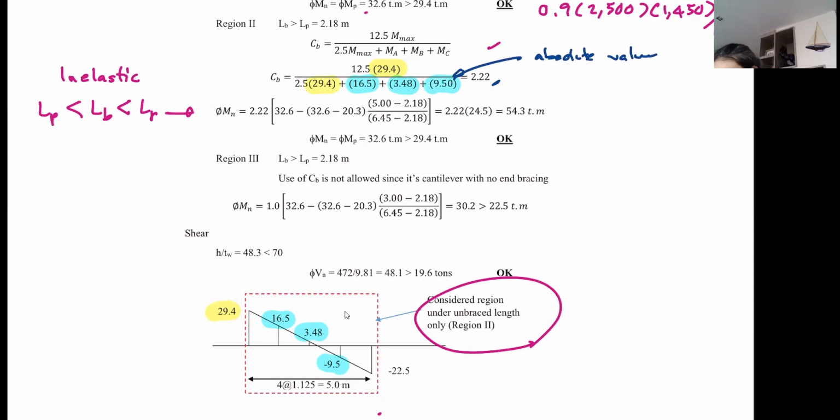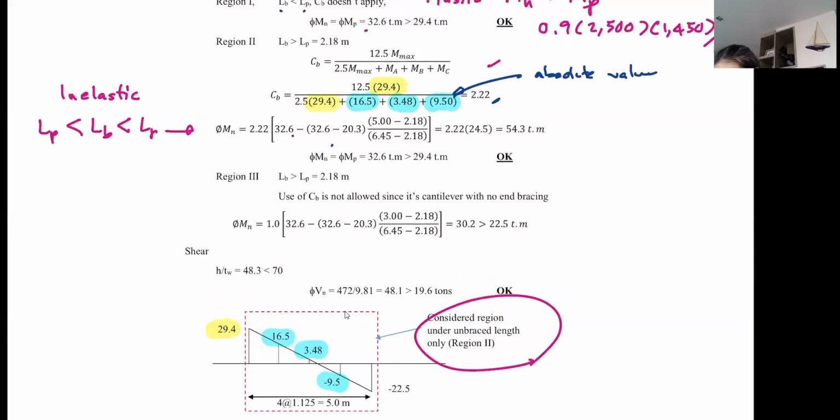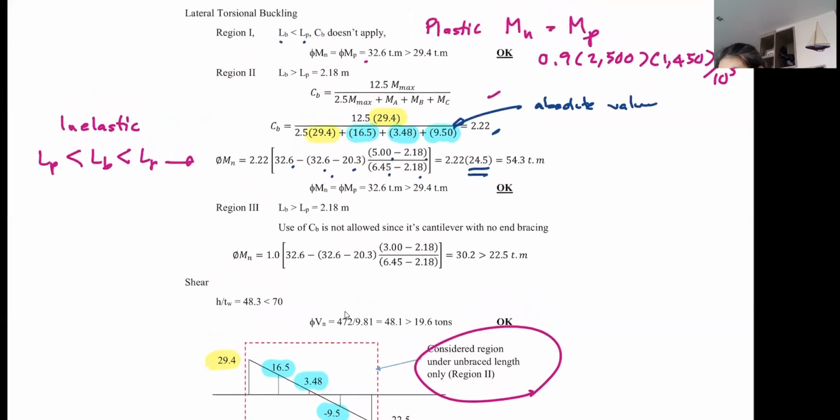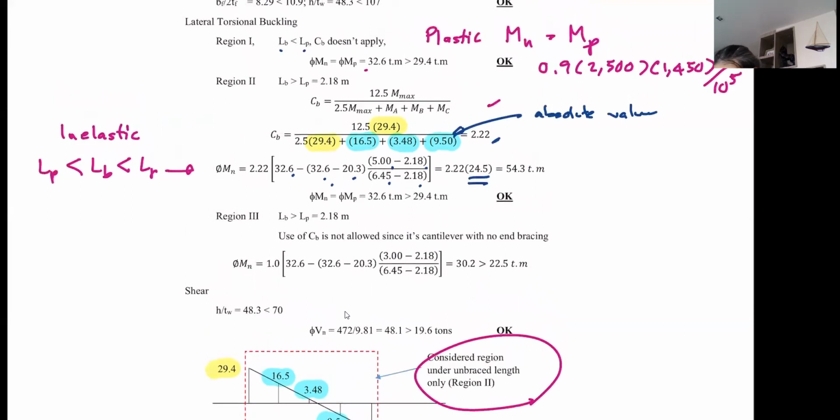So that's the inelastic calculation, right? Say I pick MP and MR out of the table. So that's MP minus MR, times LB minus LP, over LR minus LP. Out of this, without CB, you get only 24.5 ton meter for your design moment. Compare this to your phi MP, that's 32.6. So it's down.